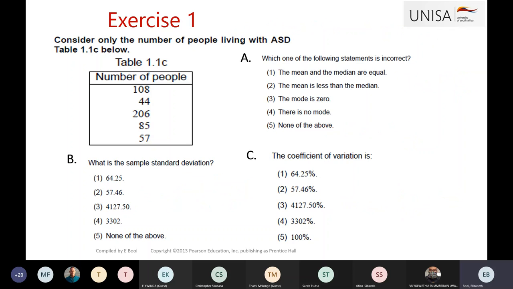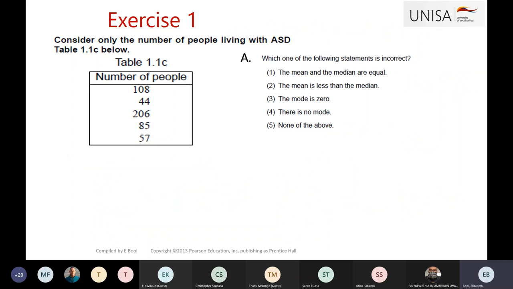I'm going to erase all of them, and I'm going to go back so that I answer every question step by step. So question number one, I'm going to do this for everybody, I don't have to ask you. So you can just compare your answers with what you have. The mean and the median are equal. You should have already calculated the mean. The mean is the sum of all the observations.